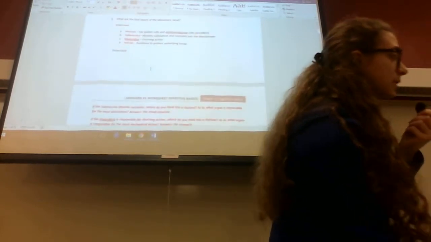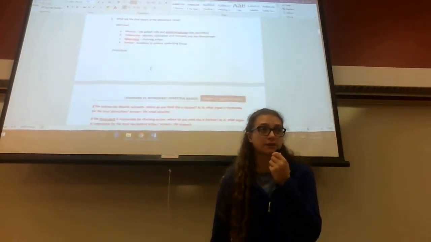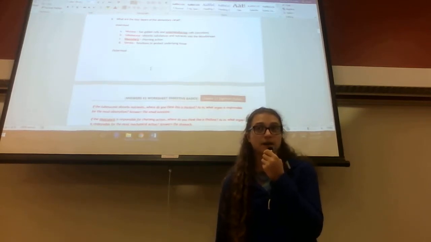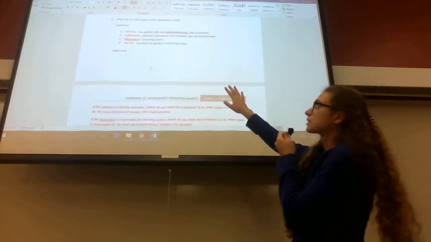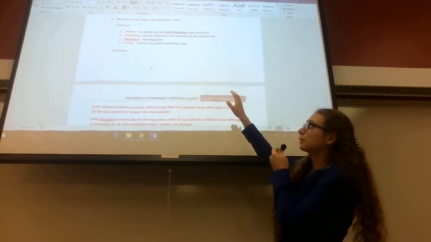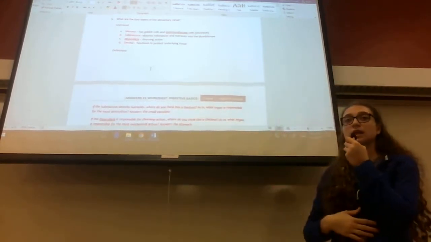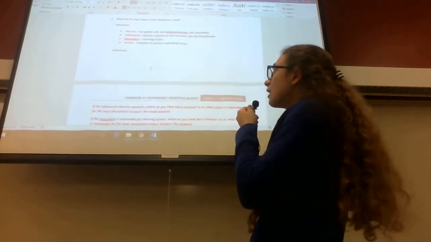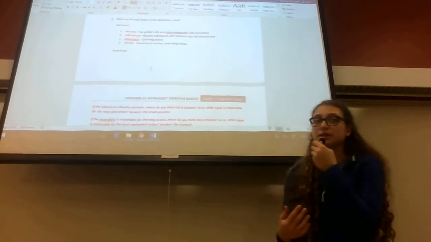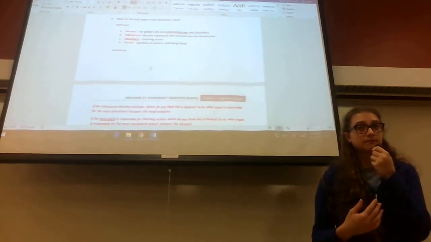This was a question in your study guide that Janet had up. There are 4 layers of the alimentary canal. As you can see, I want you to label from the innermost to the outermost. The most inner layer is the mucosa. Then the submucosa, the muscularis, and the serosa.